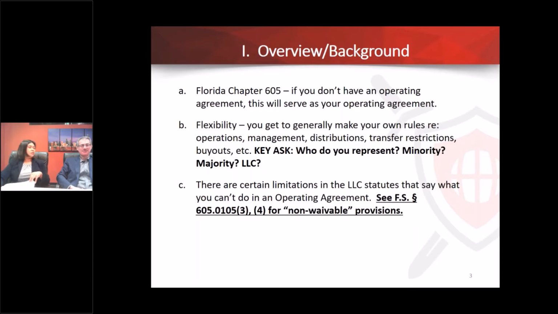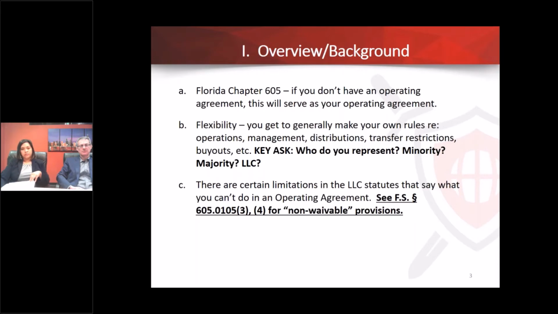I think the first question that we ask ourselves when we're asked to prepare an operating agreement is to consider who we're representing. So right in the middle of your slide, that's a key ask. If you're representing a minority member versus a majority, you're going to have a different set of concerns to think about in the draft. So that'll kind of be a recurring theme throughout our discussion here.